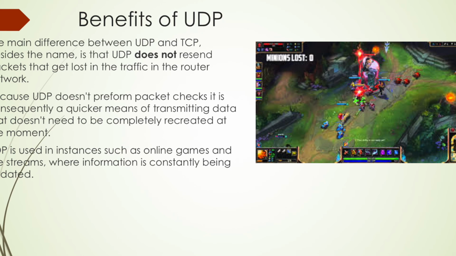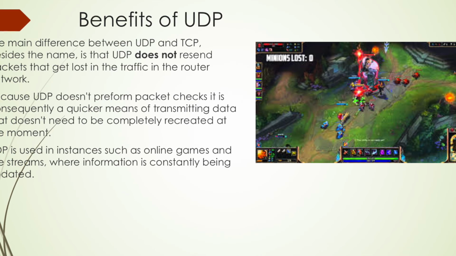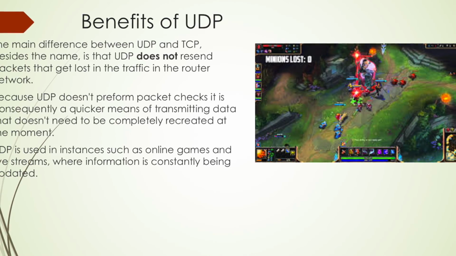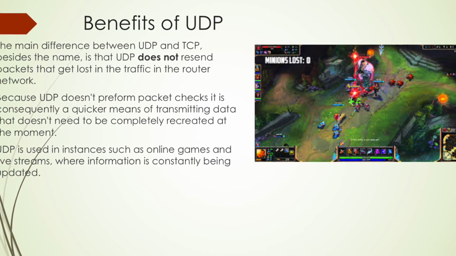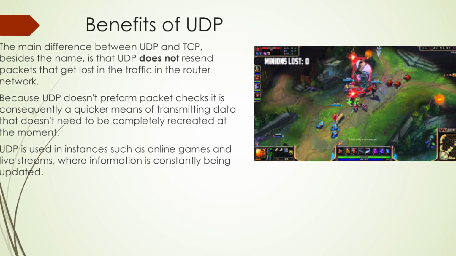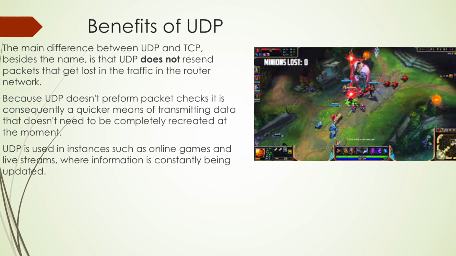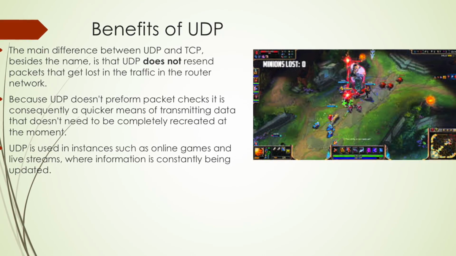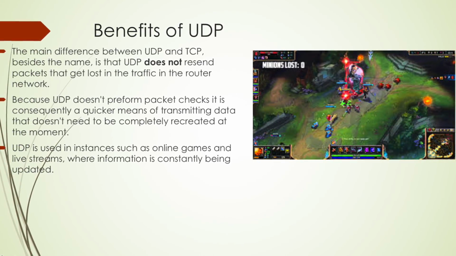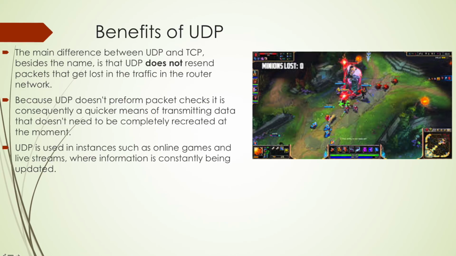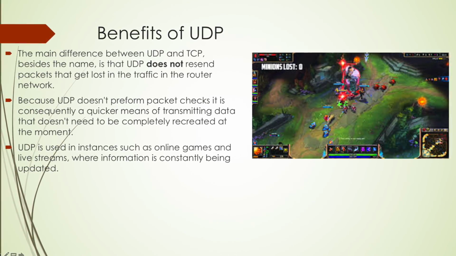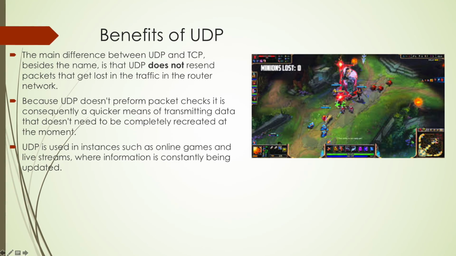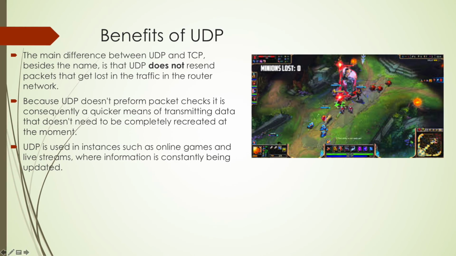So, benefits of UDP. The main difference between UDP and TCP, besides the name, is that UDP does not resend packets that get lost in the traffic in the router network. Because UDP doesn't perform packet checks, it is consequently a quicker means of transmitting data that doesn't need to be completely recreated at the moment. And UDP is used in instances such as online games and live streams where information is constantly being updated.